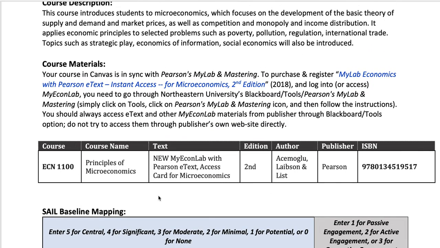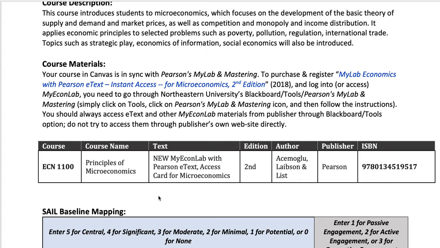It's very important as you look at the course materials that you go in through Canvas to the Pearson MyLab and Mastering link, and you use that link to purchase the materials for the class. These materials are required. It's a university requirement because you get both the electronic version of the textbook as well as access to the learning materials which are necessary to do the homeworks and the quizzes for the class. It's an important part of your grade and your educational experience.